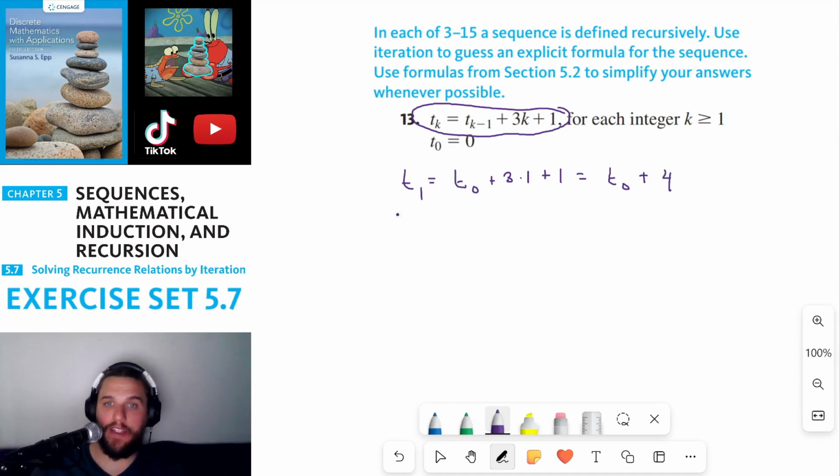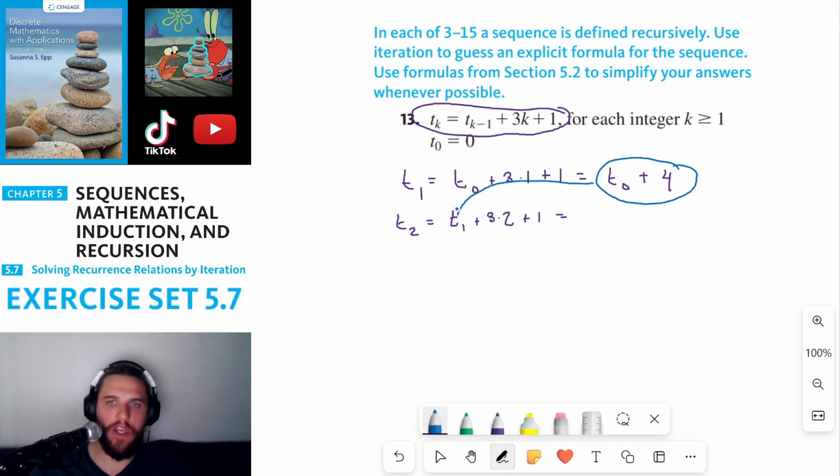Now let's calculate t sub 2 using the recurrence relation. t sub 2 is t sub 1 plus 3 times 2 plus 1. But then we can back substitute our solution for t sub 1 into this equation to get t sub 0 plus 4 plus 3 times 2 plus 1.